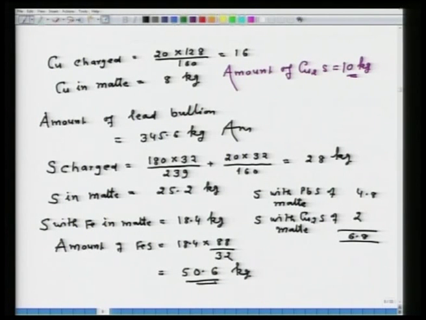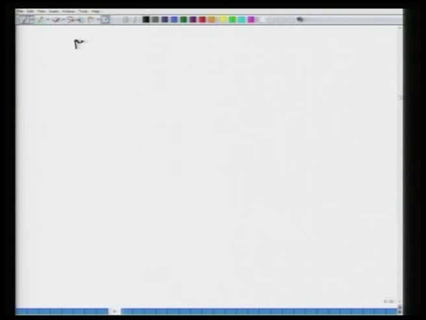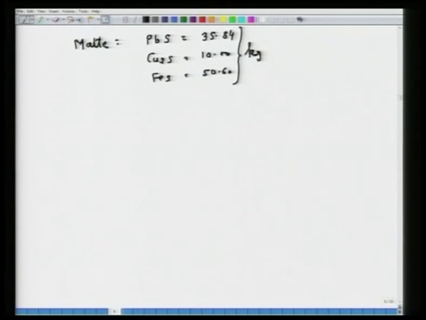So, now we are in a position to write down the matte. The matte amount will be PbS, then Cu2S, then FeS. So, PbS as we calculated 35.84, Cu2S 10.00, FeS is 50.60, mind you they are all in kg, where in percent wise the percent is 37.6, 10.37 and 55.47. That is what the matte comprised of.